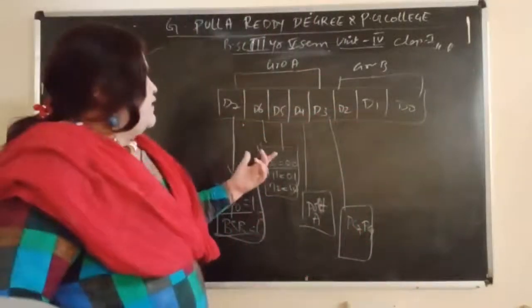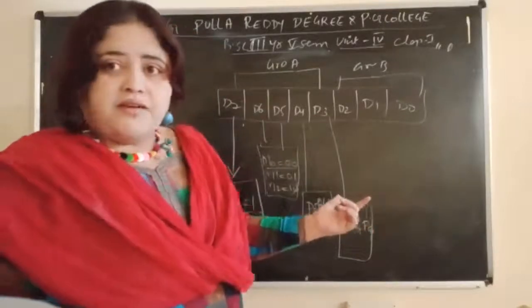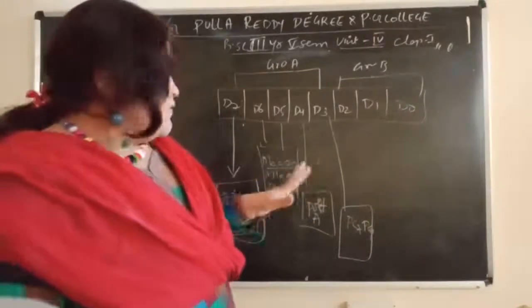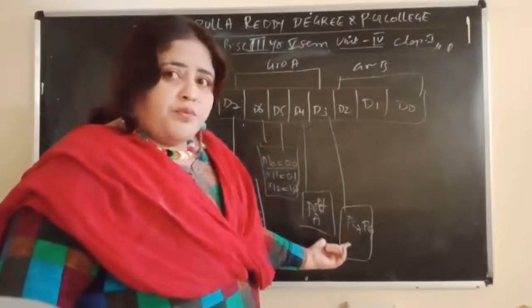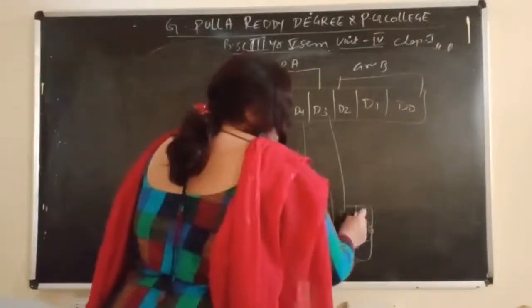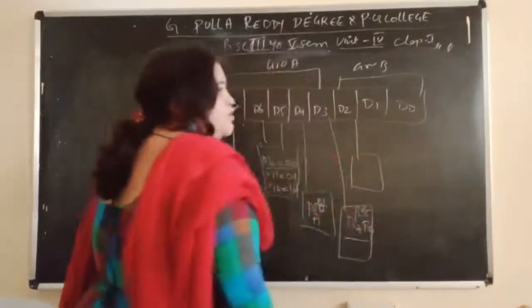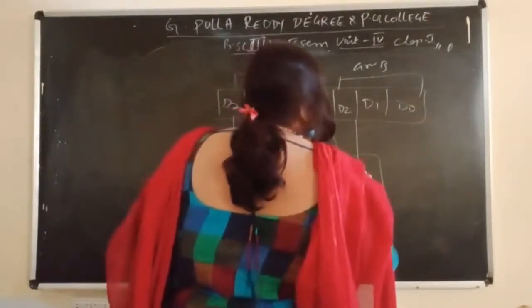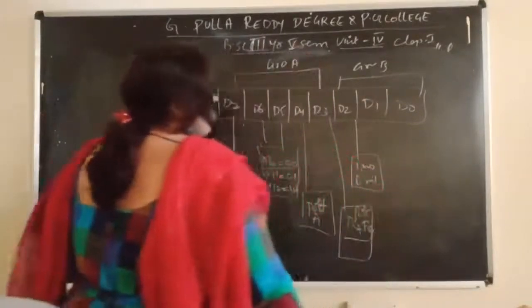So in group A of the control register we can program 3 modes: mode 0, mode 1, mode 2. These 2 bits are used for selection of the mode. Which ports can we program in group A? Port A and the upper part of port C. Whereas in group B we can program only 2 modes, that is mode 0 and mode 1.